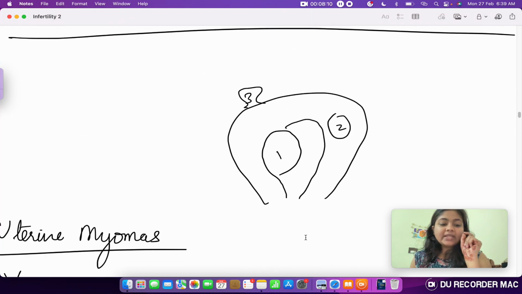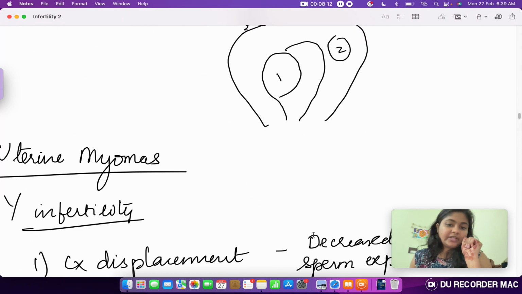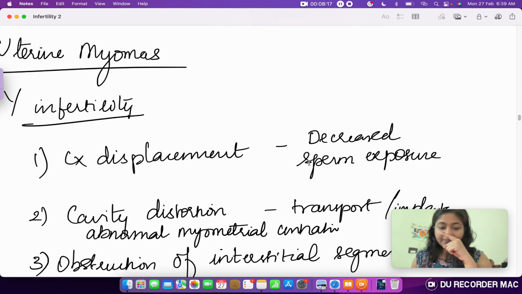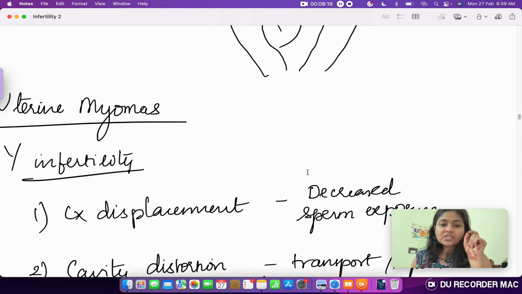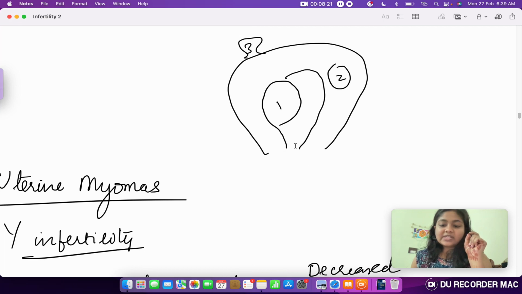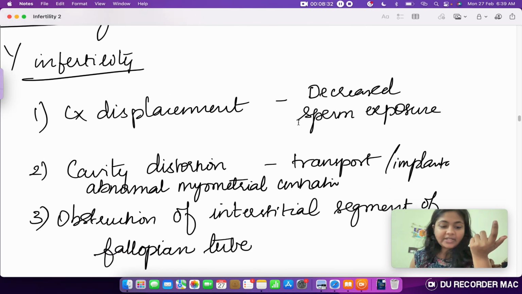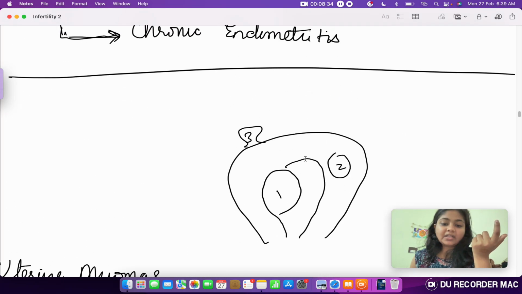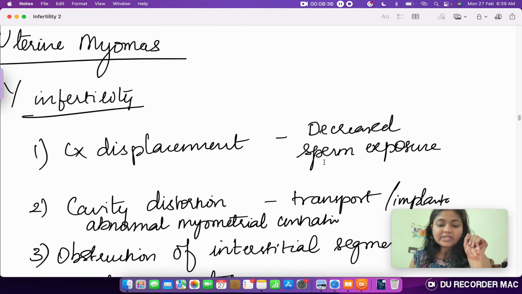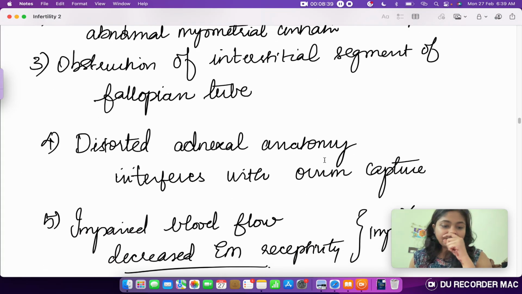So now we'll see why these myomas are causing infertility. One is because of the mass effect, it causes cervical displacement, so decreased sperm exposure. Second, because of the submucosal fibroid, the cavity is distorted, so there is improper implantation. Third, there is altered vascularity and the pressure effect on the gland causing glandular atrophy. So they are also resulting in poor implantation. Obstruction of the interstitial part, so it prevents fertilization as well, and distorted adnexal anatomy interferes with ovum capture.